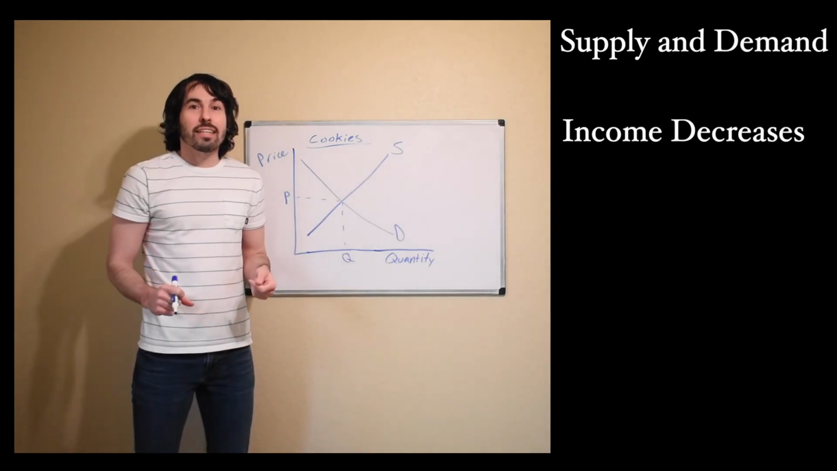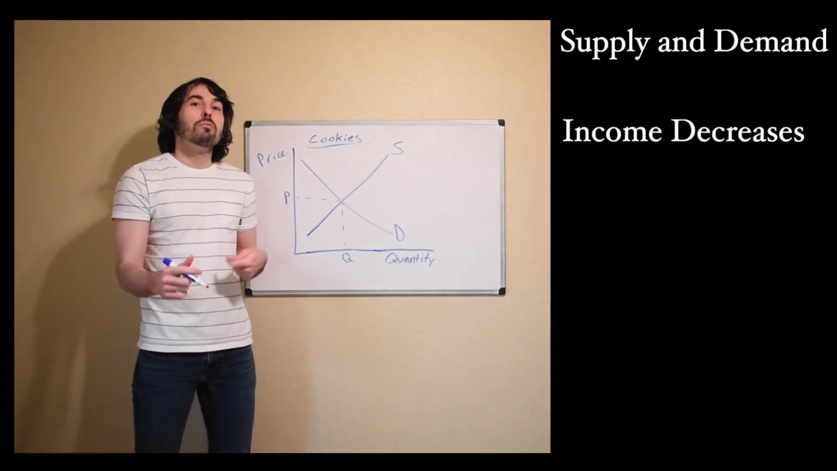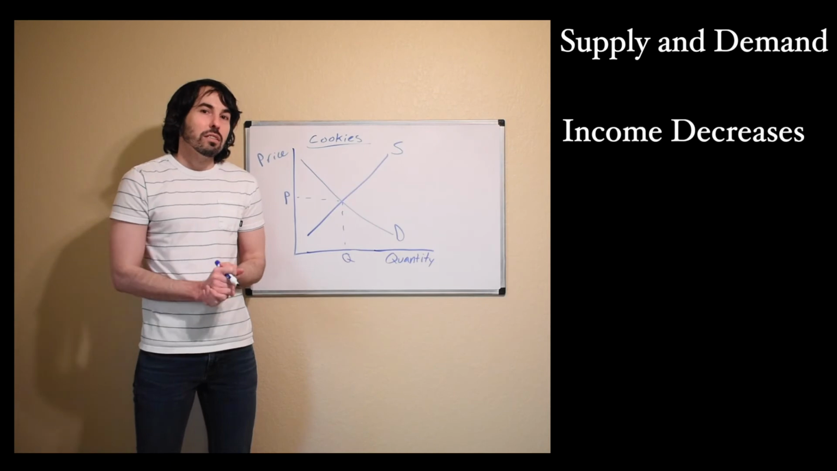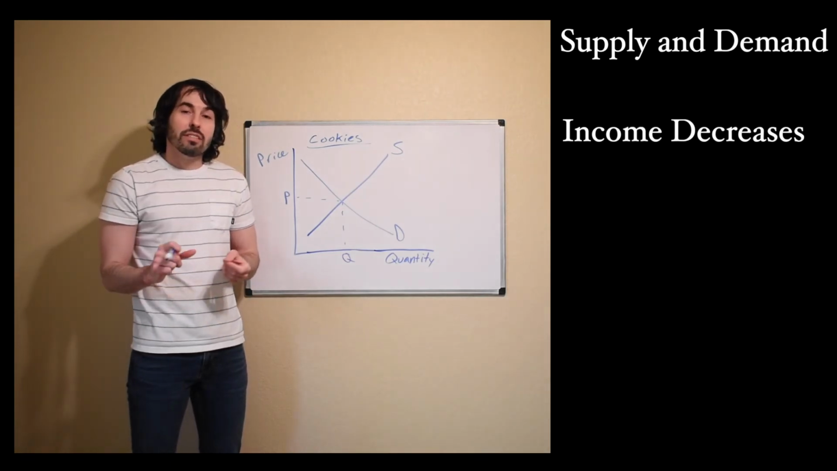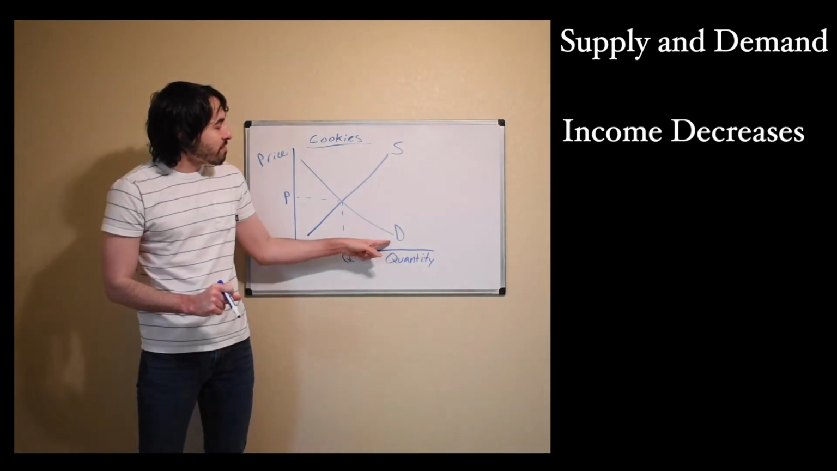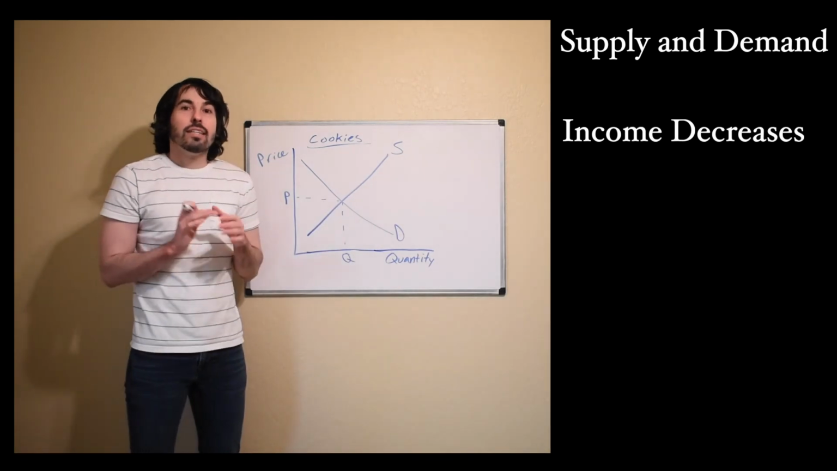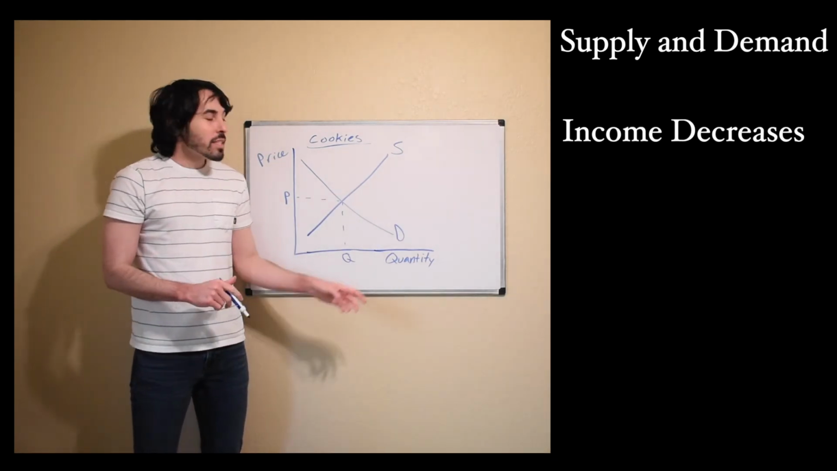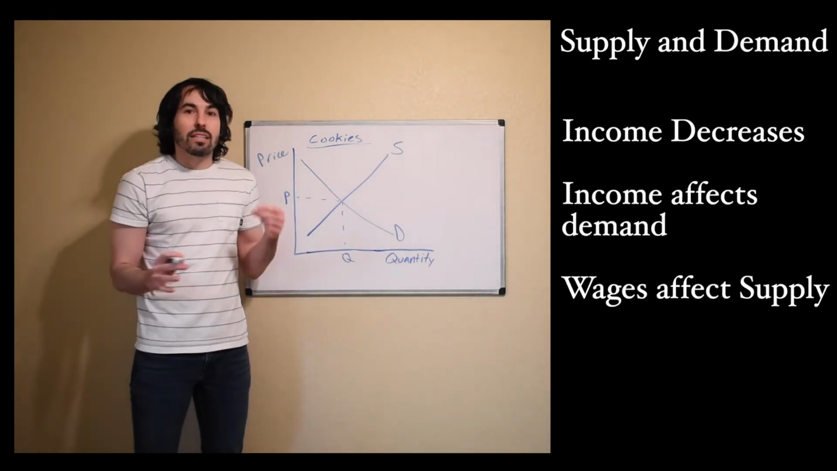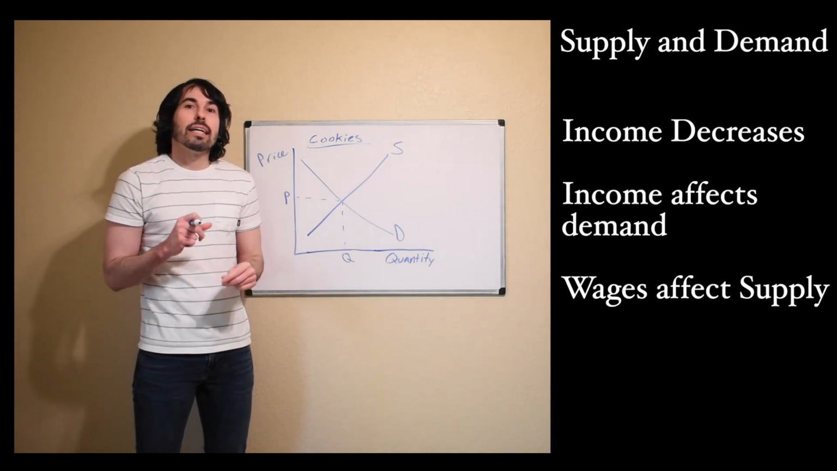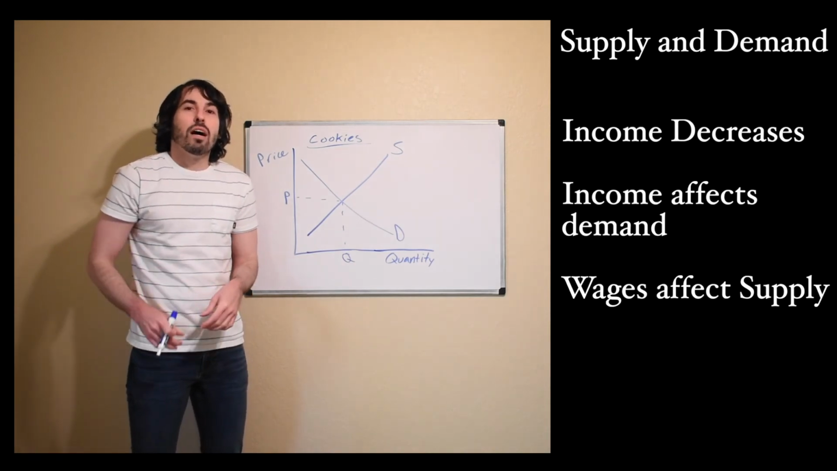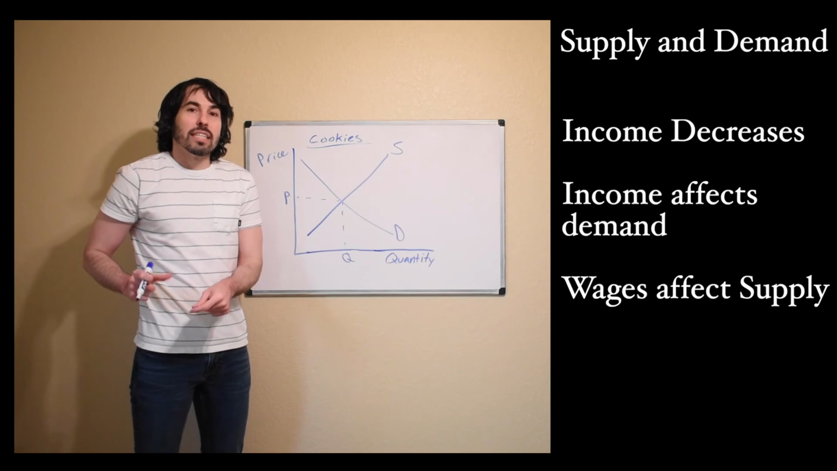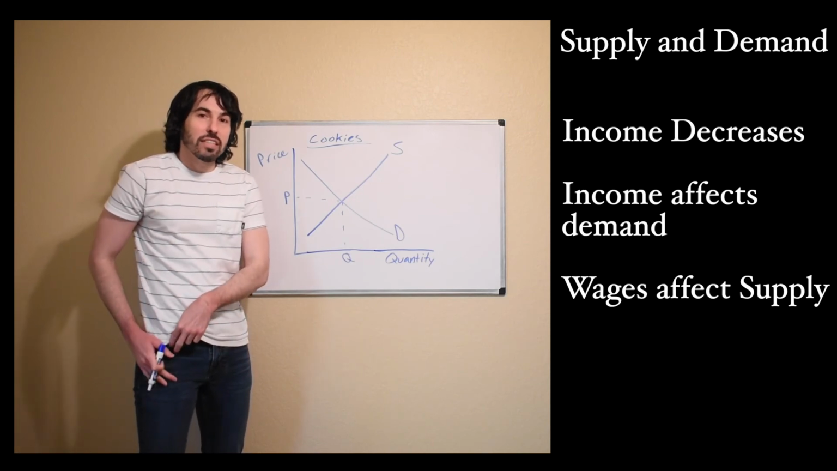For the real last example, I want to talk about how income would affect the purchase of cookies. Let's say that income decreases. If income decreases, does that affect demand or supply? Something that I need you to keep in mind: income is going to be tied to demand. I want you to think of income as the money that you take home. Your income is the money that you actually have at the end of the month sitting in your pocket ready to be spent.